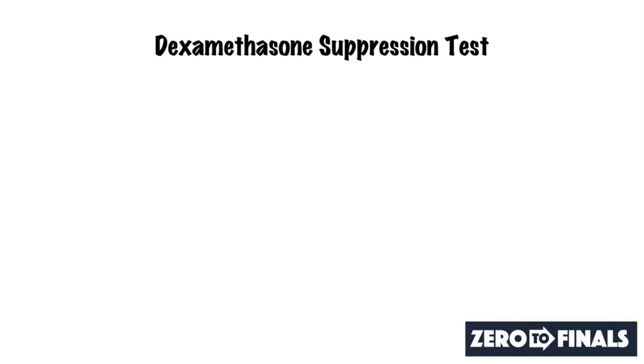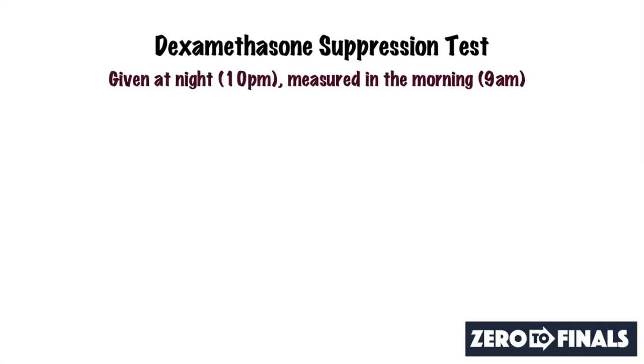So to start with, why do we do the dexamethasone suppression test? The idea is to confirm a diagnosis of Cushing's syndrome, an excess of cortisol, and then secondly, to understand what the cause of that Cushing syndrome is, what the source of that excessive cortisol is. So how is the test done? Well, you give dexamethasone at 10 p.m. at night, and the next morning you measure their cortisol and their ACTH.